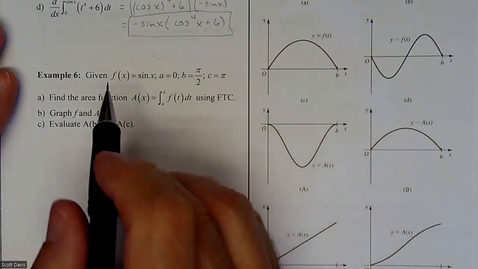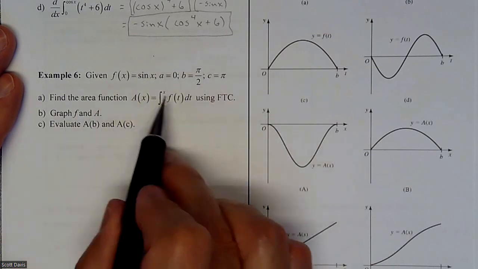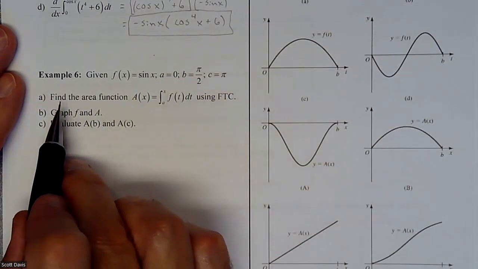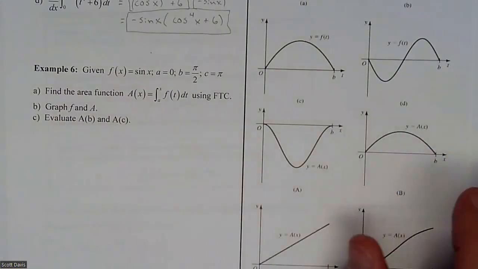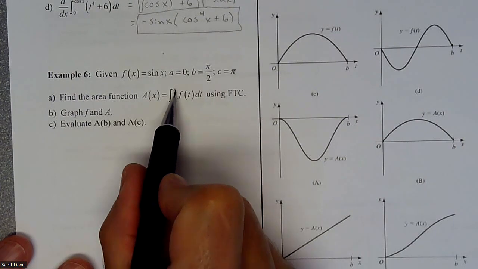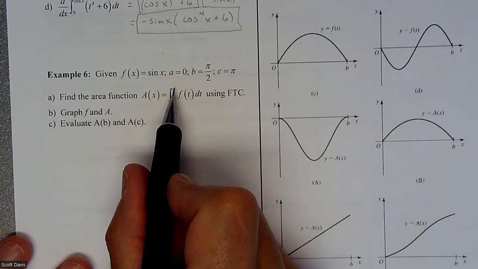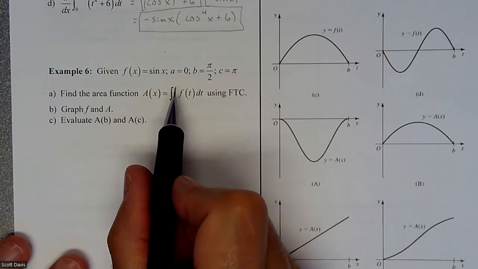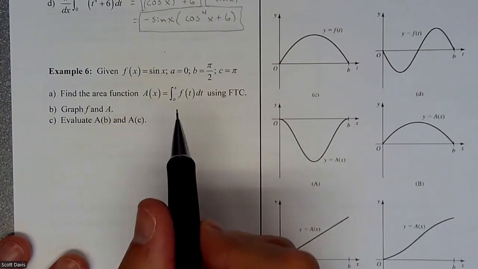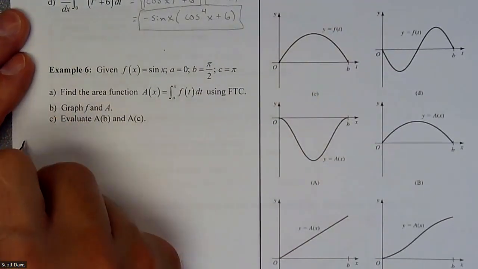In this example, we are given a function. So our function is sine x, and we have these values that are going to play a role in whatever we're looking to do. We're going to try to find the area function, which means we're going to go from some value to x. When we do our antiderivative, we're going to have an x in it. That equation is not representing a particular area, but an area function. I could plug in any value for x and sub it into this equation that represents the area. Let's go through all the little pieces here.